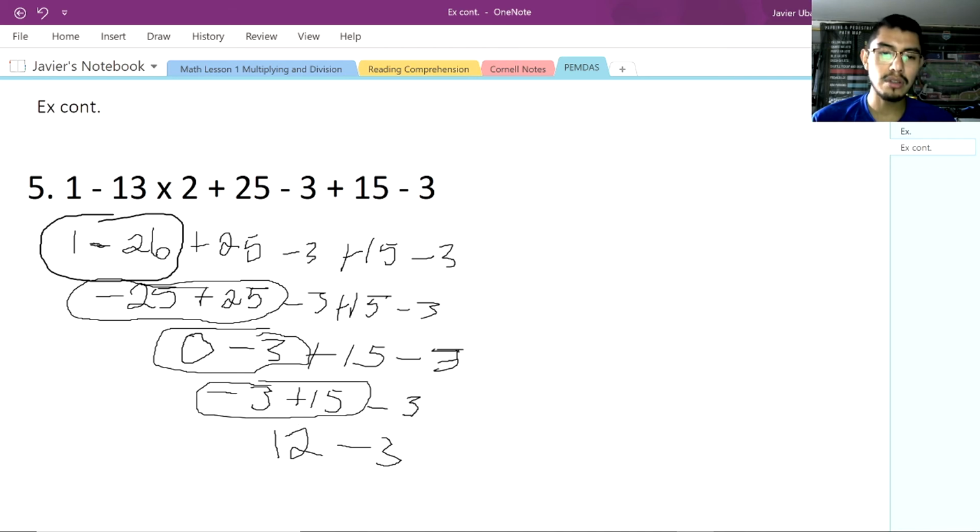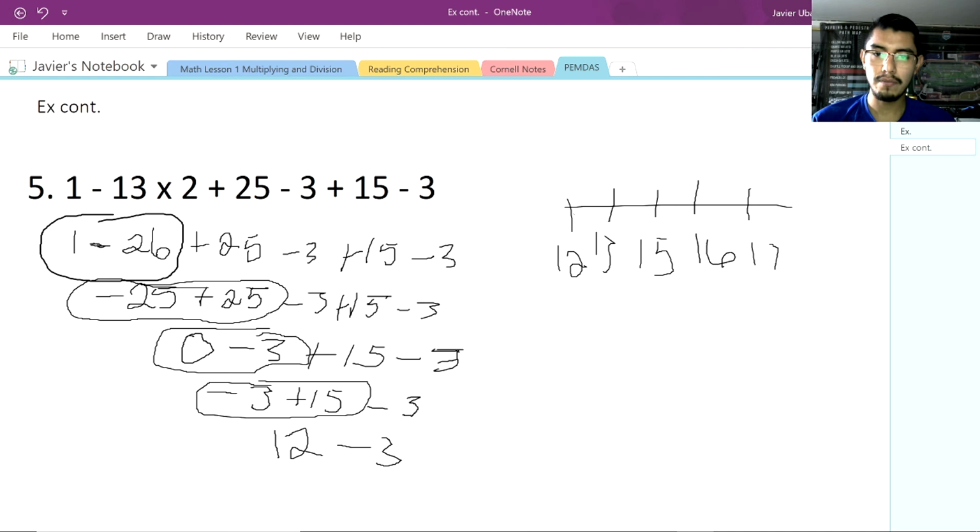So now here, start with the highest number, which is going to be 15. Let me create your number line again. So the 15, we'll create it right here. We go 16, because if we go to the right, we add 17. So now here we go 13, we go 12, right? And later on, we're going to have 0. So we're going to start at 15. 15 is right here. So we're going to subtract 3.